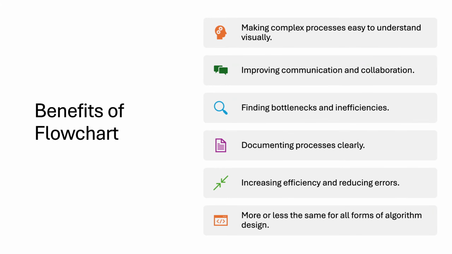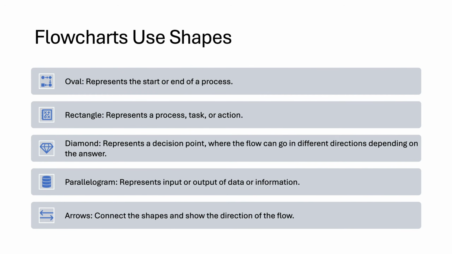So benefits of flowcharts: making complex processes easy to understand visually, improving communication and collaboration, finding bottlenecks and inefficiencies, documenting processes clearly, increasing efficiency and reducing errors. More or less the same for all forms of algorithm design, to be fair, but I think the flowchart is one of them that's just nice and easy to understand, and many people prefer this to other forms.